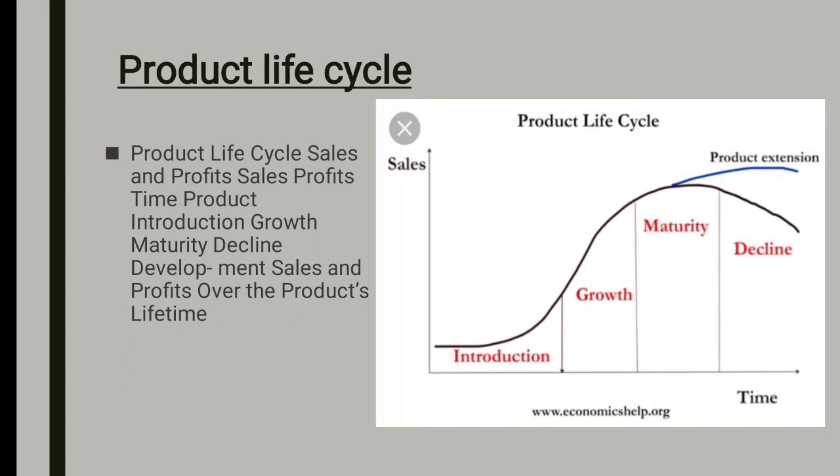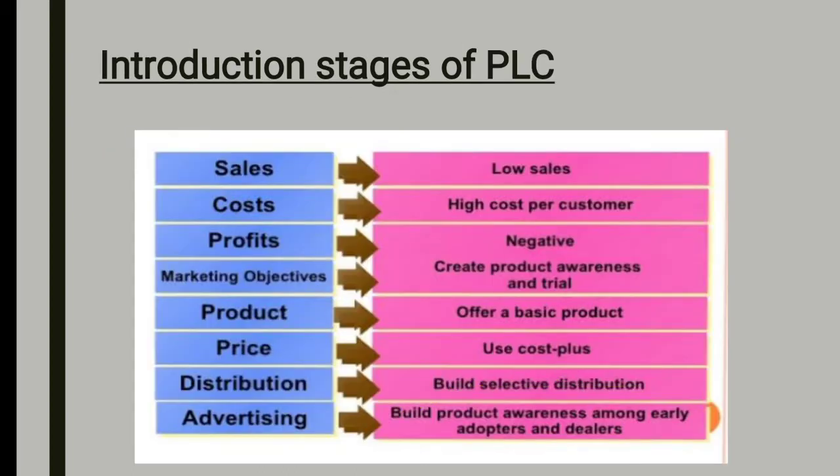The product lifecycle has four stages. Introduction is at the initial stage, and then growth, next maturity and decline. The stages are according to sales and time. The product should be extended in the maturity stage. Let's see each stage of the product life cycle. There are four stages: introduction, growth, maturity and decline.